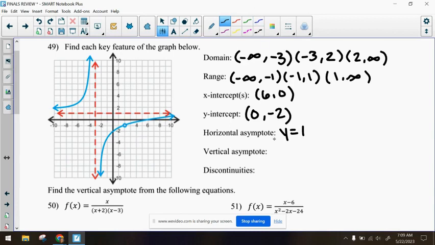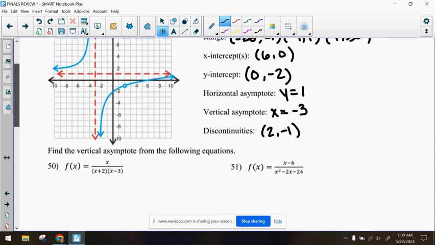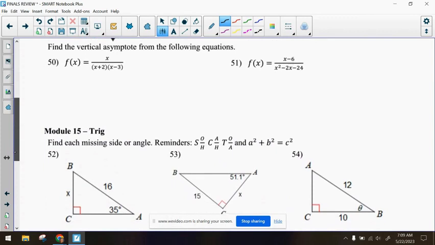The next thing we have is vertical asymptotes. Those always start with x equals. They're the ones that go straight up and down, and that x value is -3. And finally, the last thing we're talking about is a discontinuity. That's also known as a hole. So all I have to do there is list the ordered pair of that open circle on the graph, which is 2, -1. Then we're going to talk about number 51.